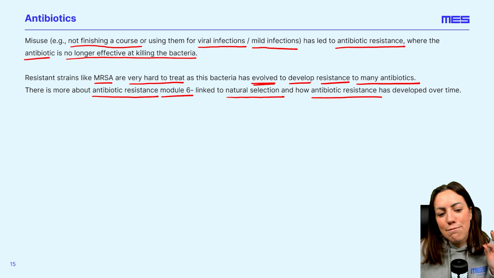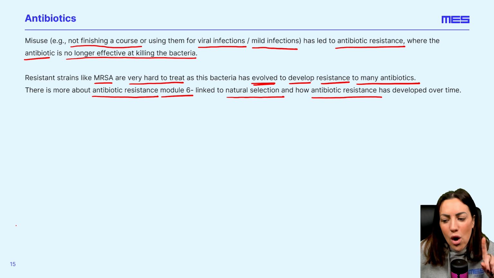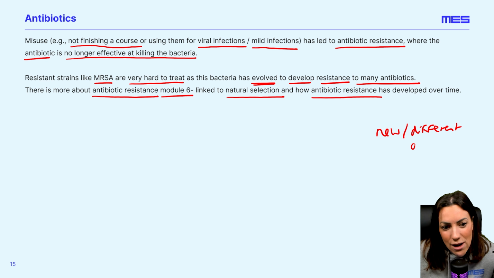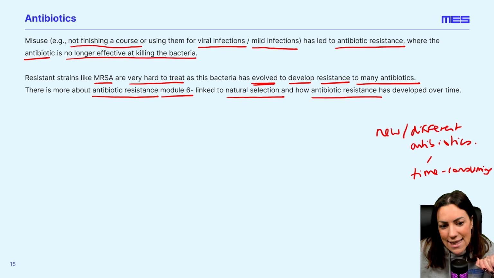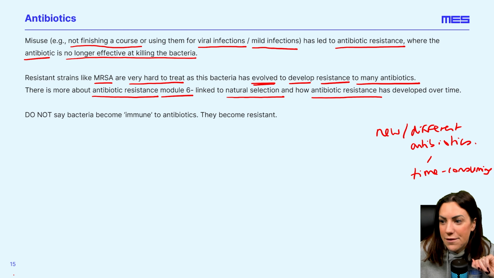But as I said, there's more of that to come in Module 6 when you cover natural selection in detail. Remember, scientists are working on developing new or different antibiotics to try and overcome the problem of antibiotic resistance, but this is very time consuming. It takes a long time to develop a new antibiotic and it is very expensive.